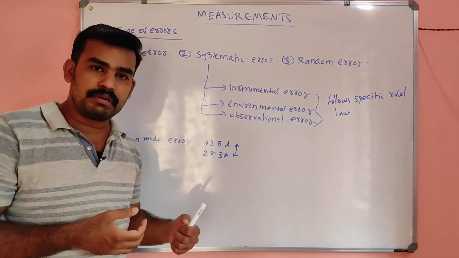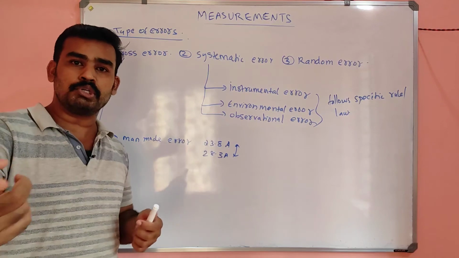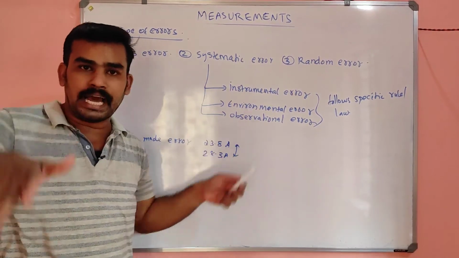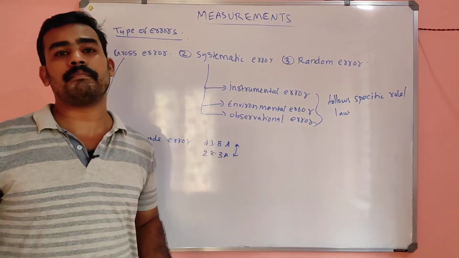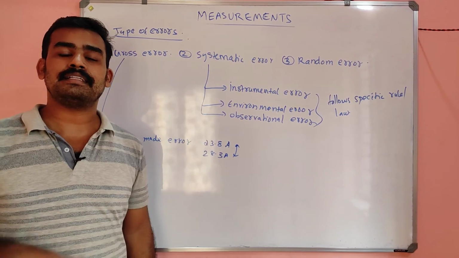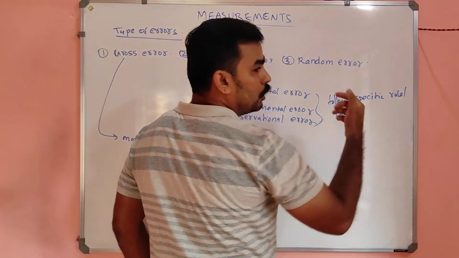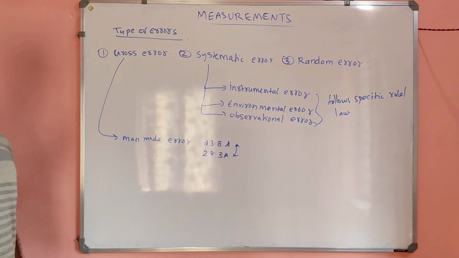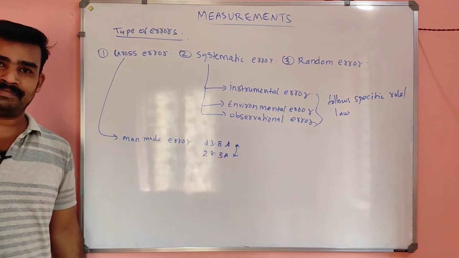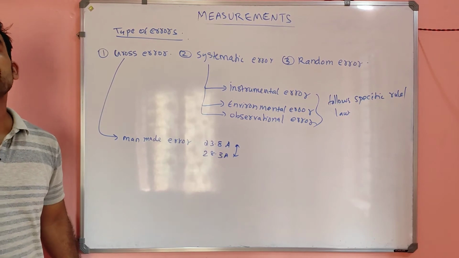If I took the reading, and you took the reading, and he took the reading, every time the error will be the same. It is not changing with respect to the person. That is what it means to follow a specific rule or law. So instrumental error is a problem associated with the instrument.